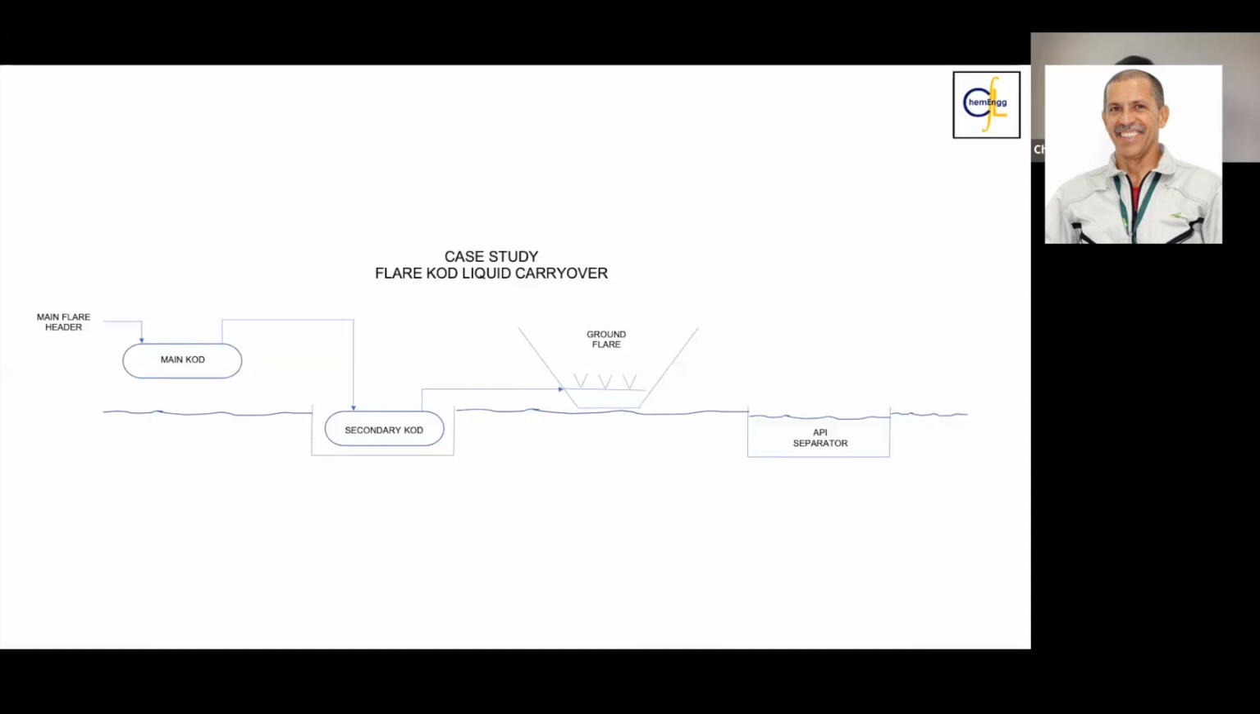Perfect. Thank you, Mr. Wilfredo. Okay, we have another question, sir. Why do we put a flare system instead of a refrigeration cycle to condense all the vapors coming from the source, instead of wasting them in the flare system?